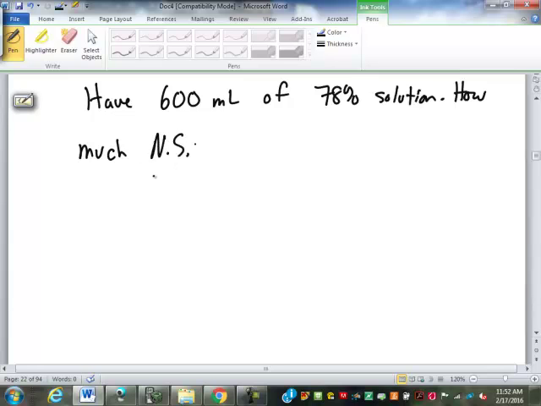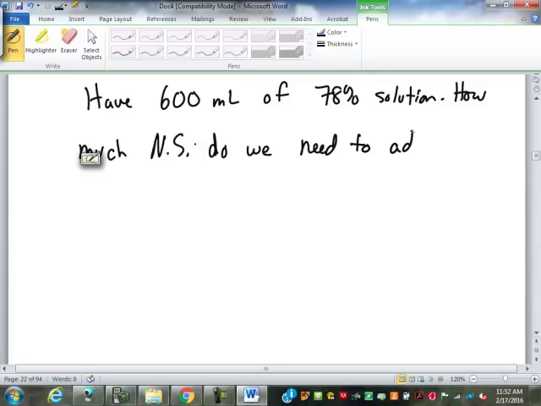NS, remember NS stands for neutral solution or normal saline. In other words, it's completely inert. There's no active ingredient in it at all, no medicinal value. So how much NS do we need to add to create or dilute it down to 26% solution?